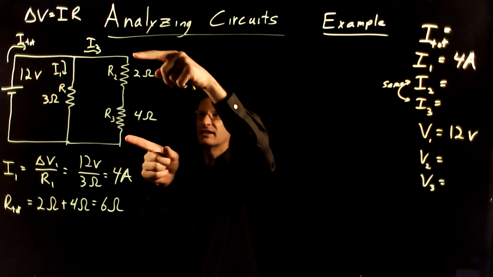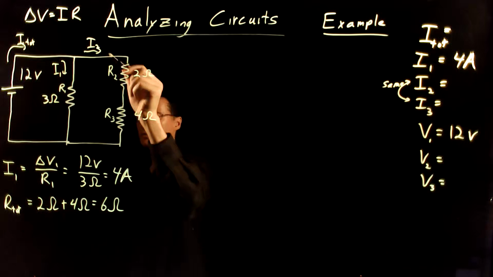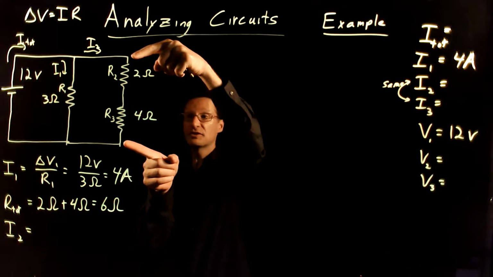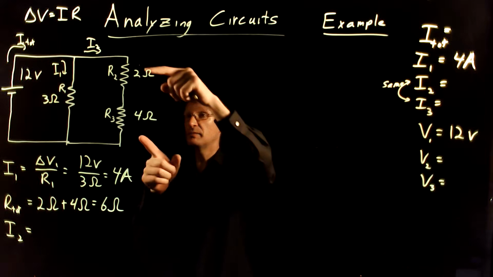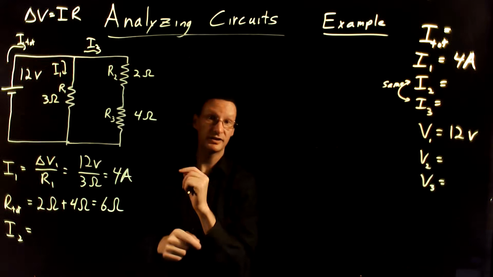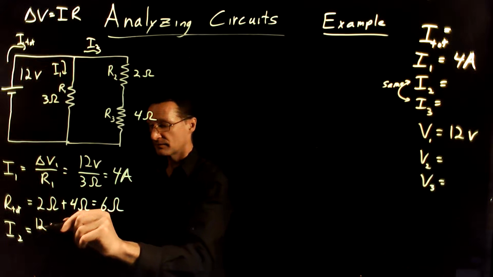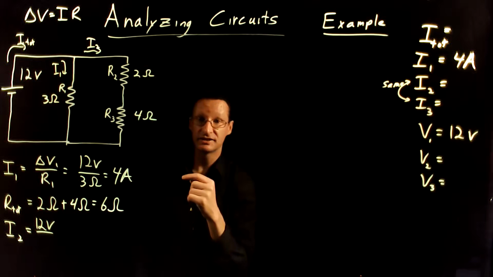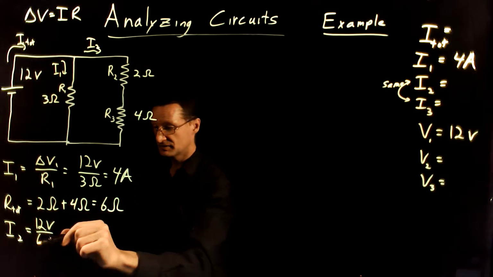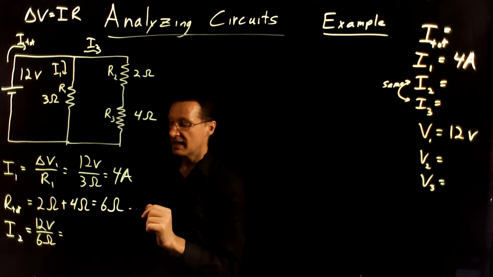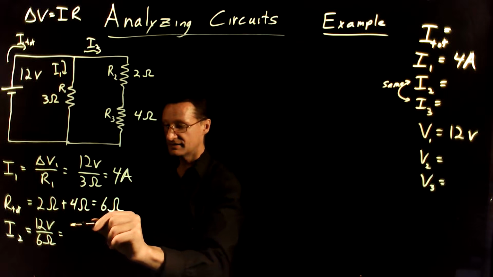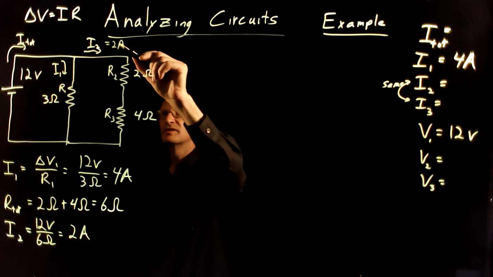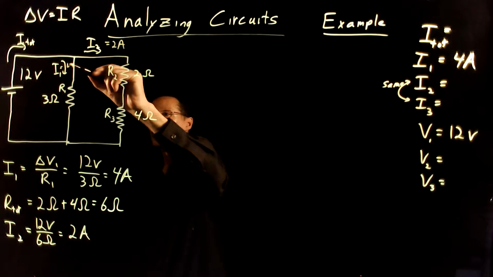And so I can get the total current I2. That's just going to be the total voltage across this, which I already decided is going to be 12 volts based on my previous argument, divided by the total resistance for this branch of the circuit. Well, that's just 6 ohms. And so 12 divided by 6 is 2 amps. So I know that this is 2 amps and this is 4 amps.